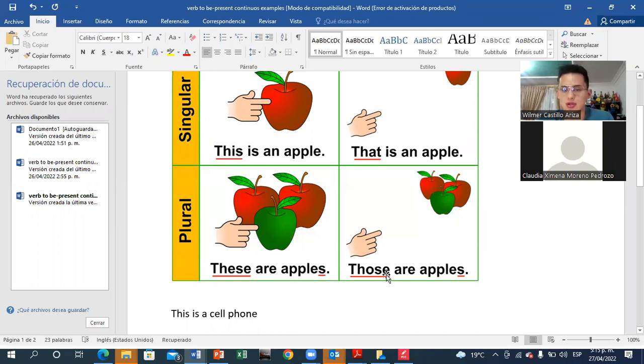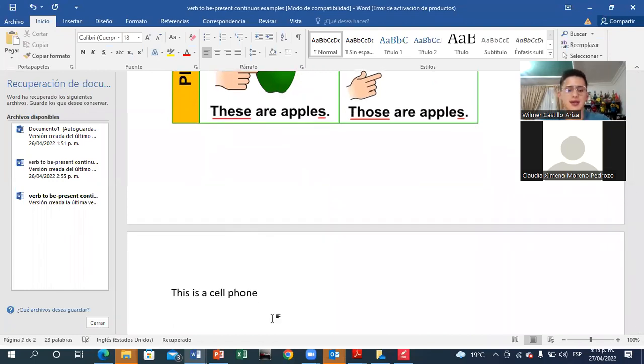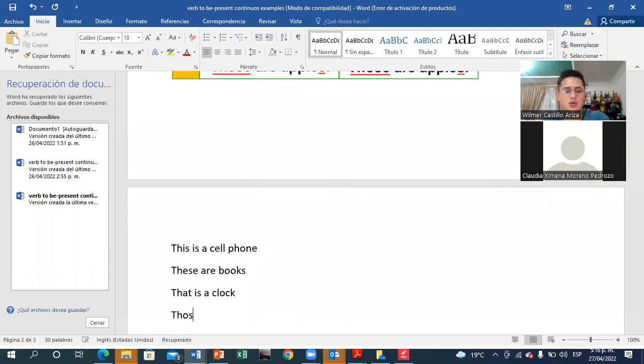This, that, those. Bueno, eso fue un pequeño resumen de algo que ya habíamos visto también en el primer nivel, si no estoy mal. This is a cell phone, eso es un celular. These are books, estos son libros. That is a clock, eso es un reloj, ese es un reloj. Those are pictures, esas son imágenes, pinturas.